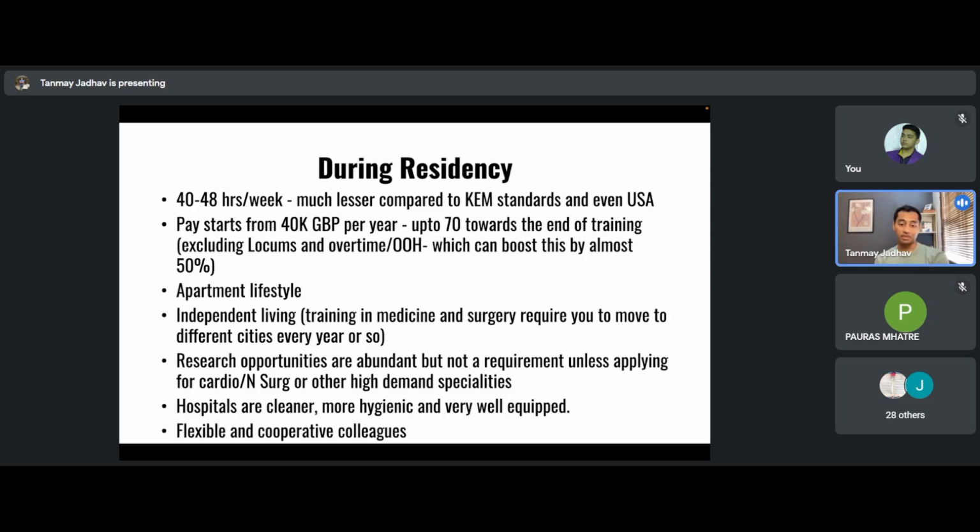Obviously, hospitals are cleaner, more hygienic, well-equipped, and colleagues are really, really nice. Just to put that into perspective, there were times I did an anesthesia rotation, and the consultant would be standing up while I'm sitting on his chair, and he's like, "Oh yeah, don't get up." The hierarchical thing really doesn't exist that much, probably in surgical specialties, but otherwise it's a very flat hierarchy. And it's quite nice to not be belittled and shouted at all the time during your residency.